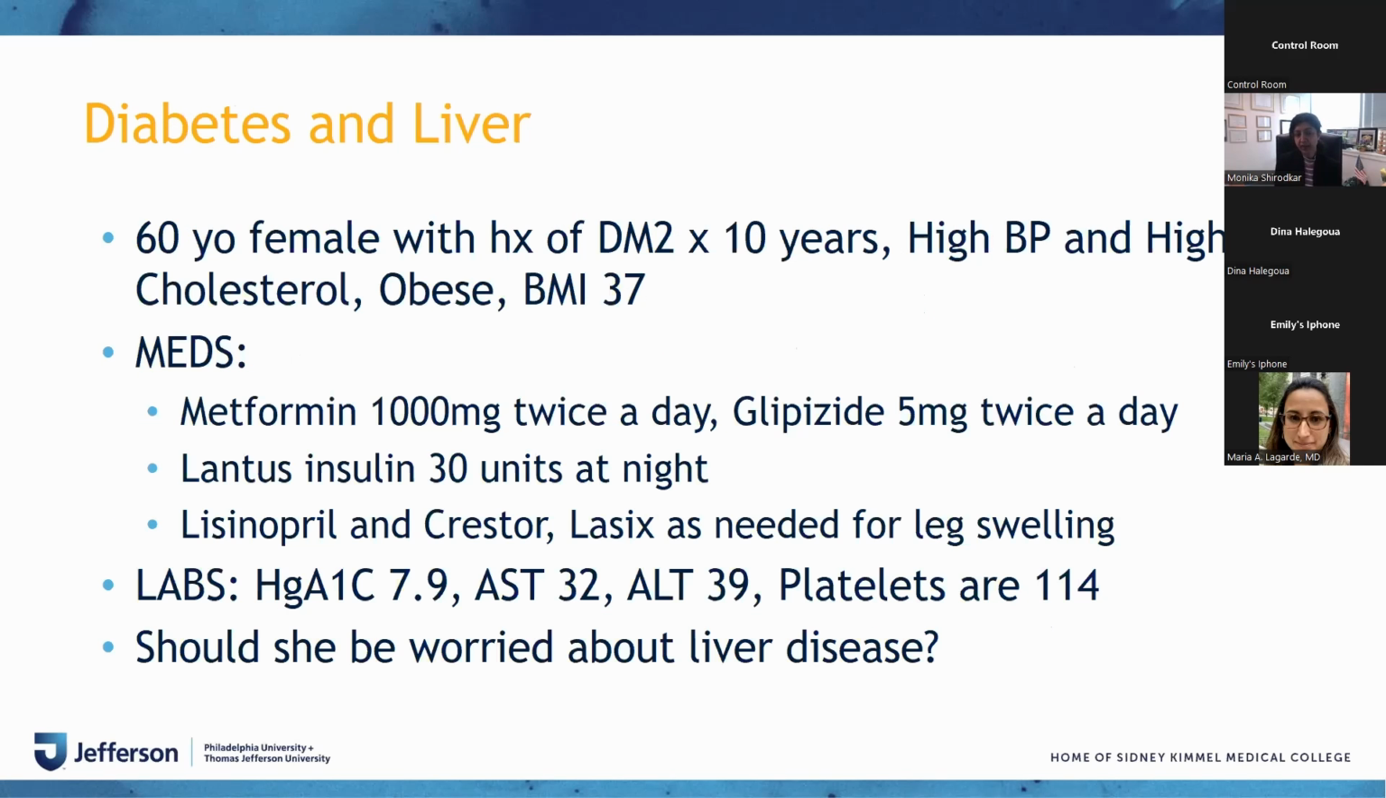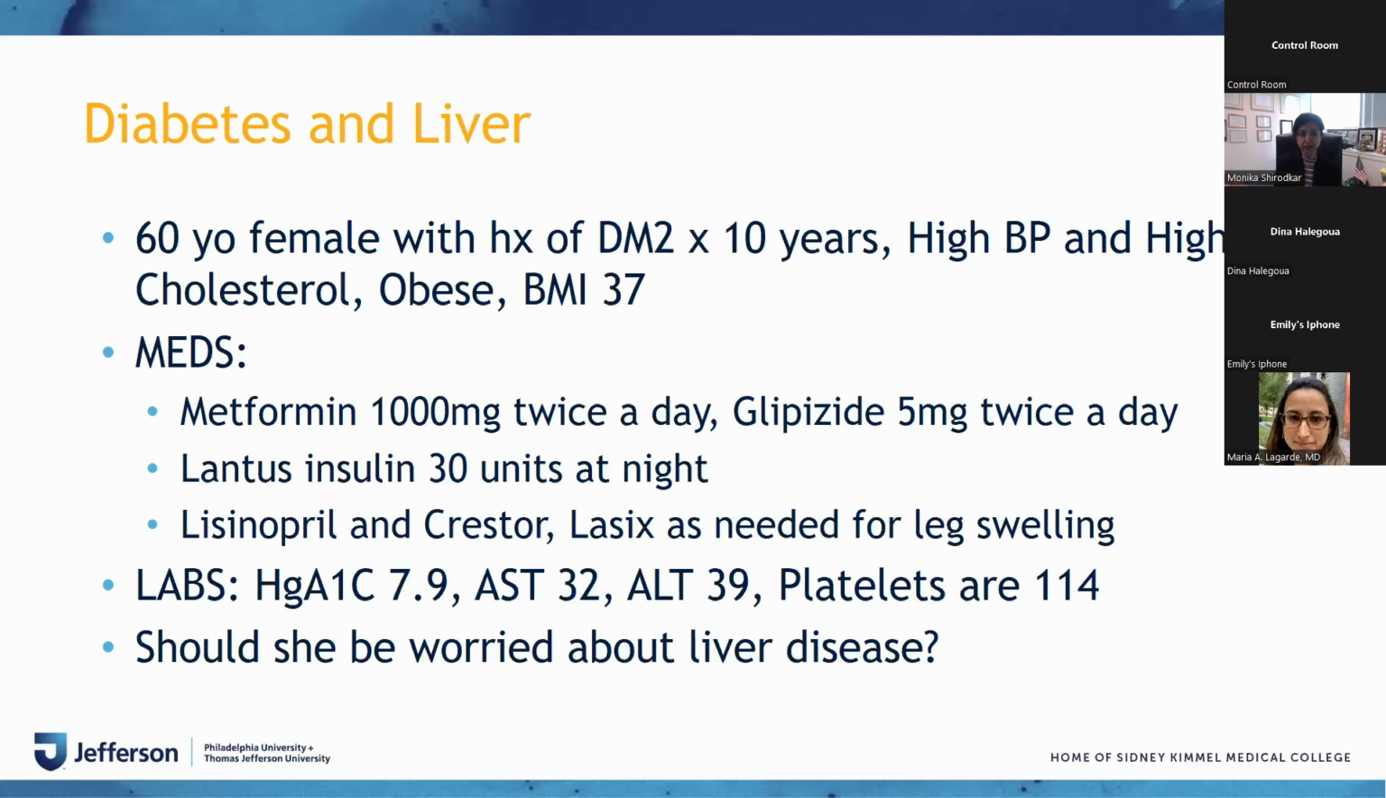So I always like to start off with a patient case and something that probably many of you can relate to. A 60-year-old female, history of type 2 diabetes for about 10 years. She has high blood pressure and high cholesterol. She has obesity. Her BMI is 37. For her diabetes, she's on metformin, 1,000 milligrams twice a day, glipizide 5 milligrams twice a day. She takes insulin at nighttime. And she's on lisinopril for her blood pressure and Crestor for her cholesterol. And she takes Lasix as needed for some intermittent leg swelling.